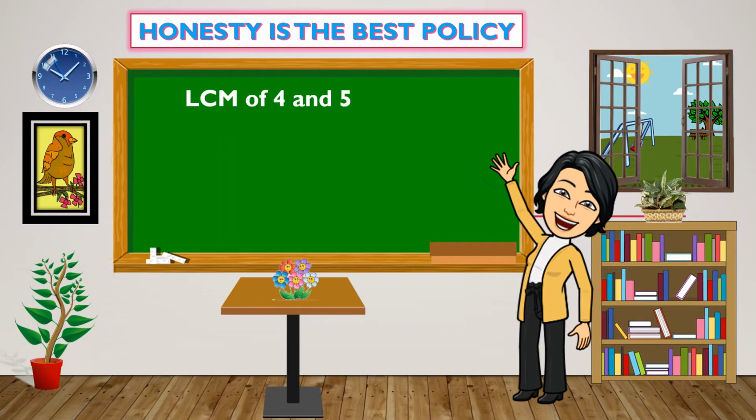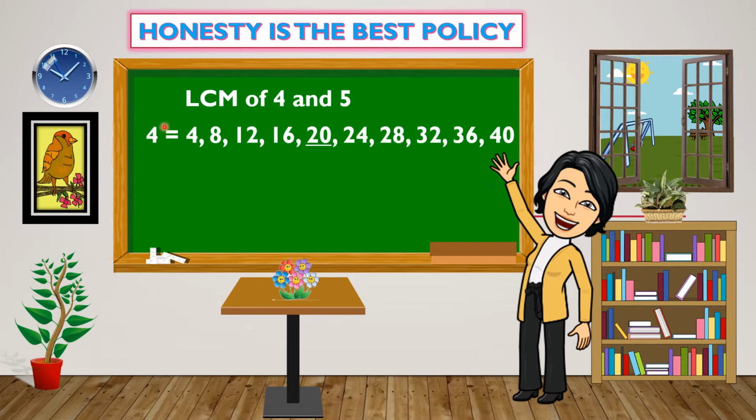Example, what is the least common multiple of 4 and 5? So in this case, you are going to find the multiples of 4 using the listing method. So the multiples of 4 are 4, 8, 12, 16, 20, 24, 28, 32, 36, and 40. While 5, its multiples are 5, 10, 15, 20, 25, 30, 35, and 40.